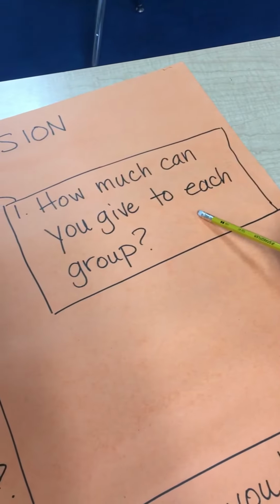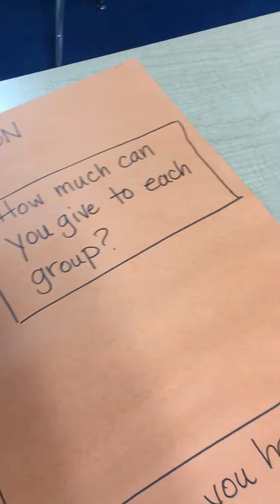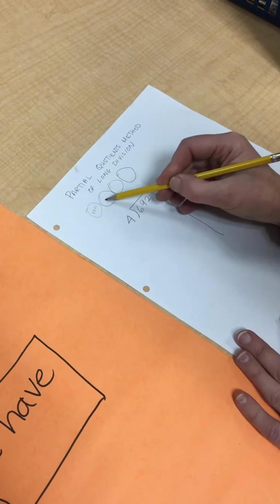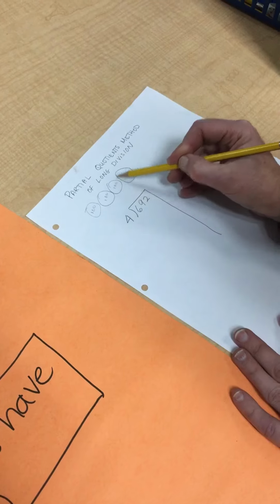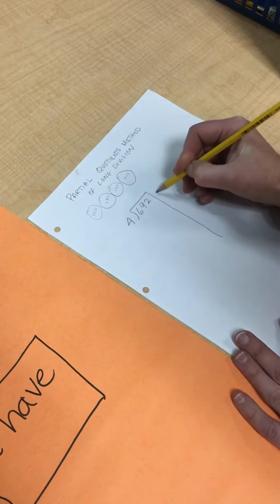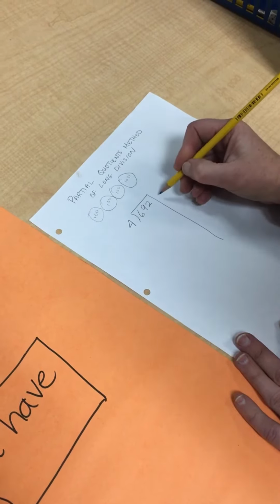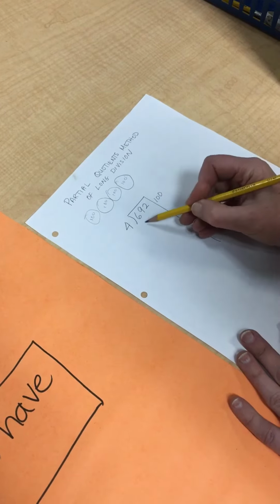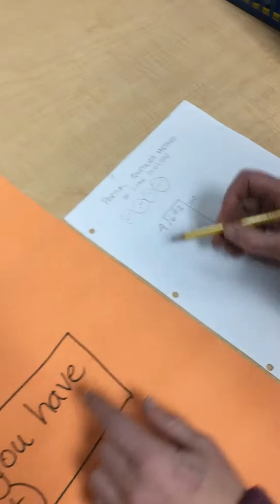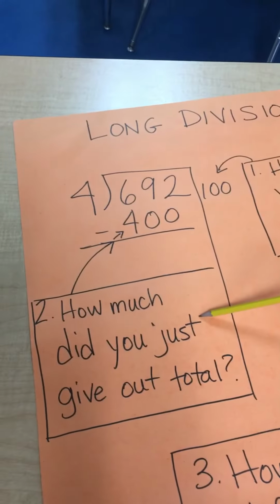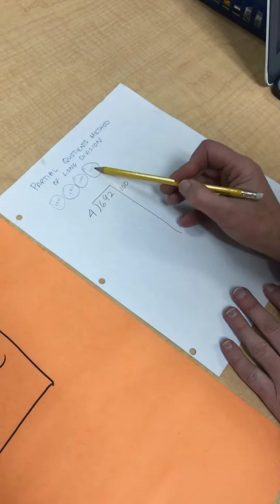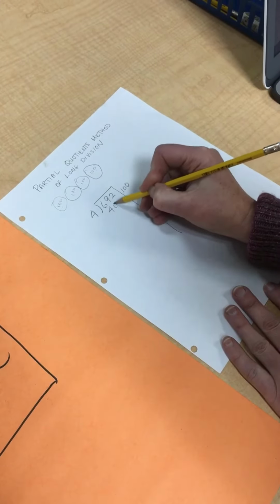How much can you give to each group? Well, I could probably give 100 to each group easily. I have more than enough to do that. So over here in this column, I write down how many am I giving to each group? 100 to each group. Underneath here, I go to question number 2. How much did you just give out total? If I gave 100 to each group, I just gave out 400 total.